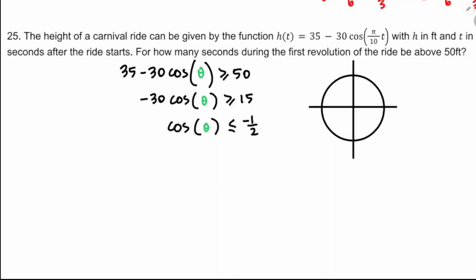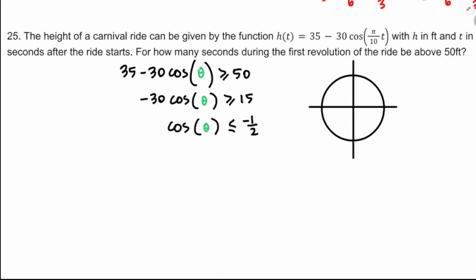Okay, now the height of a carnival ride can be given by the function h of t is 35 minus 30 cosine of pi over 10 t, and t is time in seconds after the ride starts. Okay, and how many seconds during the first revolution of the ride will the height be? There's something missing with this sentence. I don't know what it is, but when is the height going to be above 50?